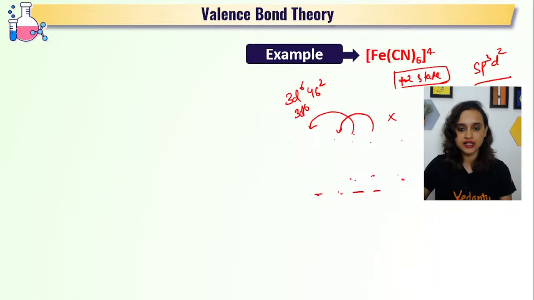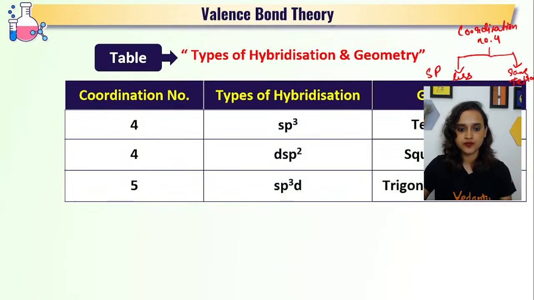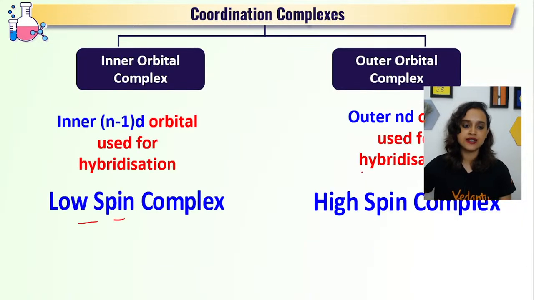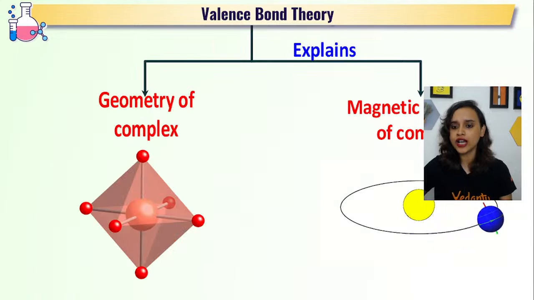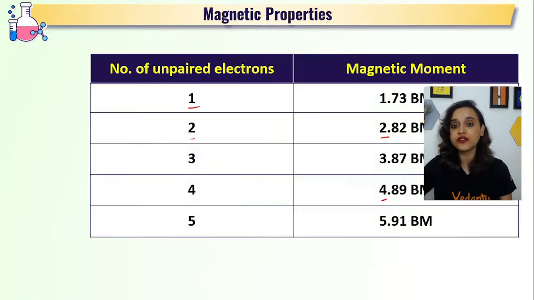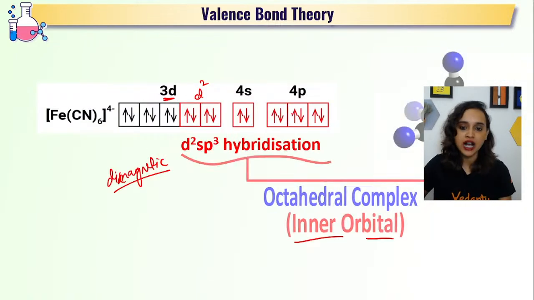See, take a look at this. Inner is the n minus 1 d orbital. When 3d is used for hybridization, it will be inner. If it is outer nd, because we are using 4s, 4p, then you can use the outer 4d. So it will be outer.